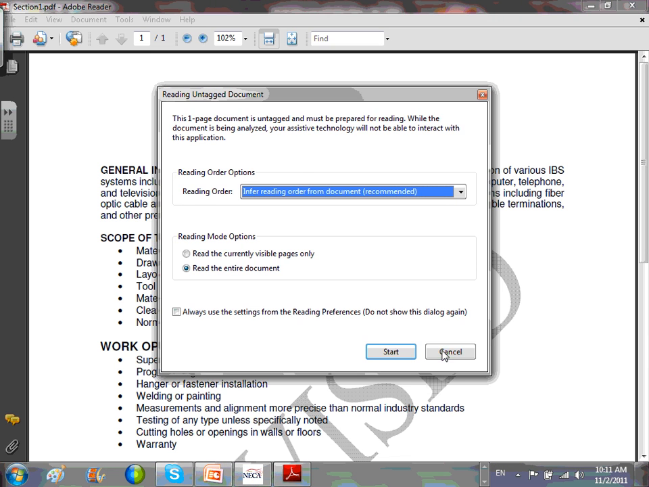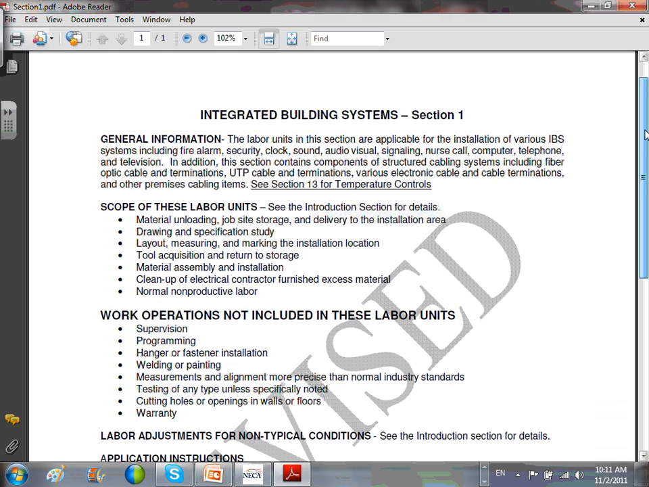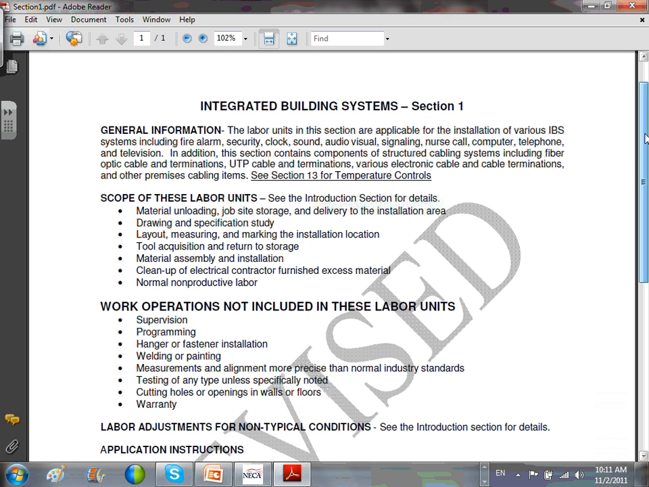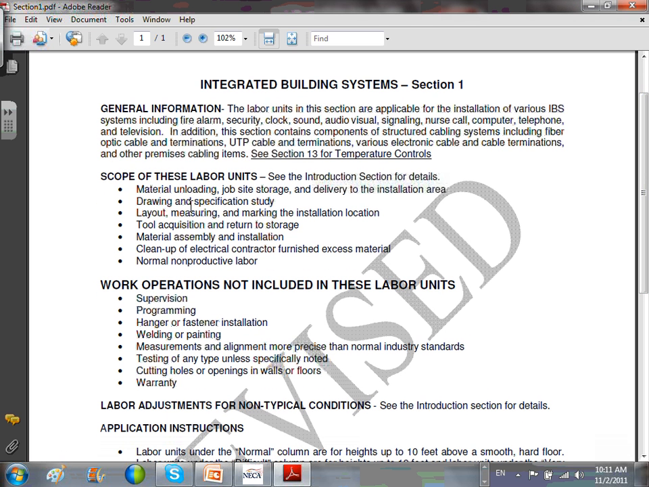1120. Go over here. A couple of things I thought were really interesting. This is how they do it in the NECA and IBEW Integrated Building System section. Scope of the labor unit: what covers material unloading, job site, scope of these labor units. Okay, work operation not included. Look at what's included here and what's not included. Now you can agree and disagree. This is another opinion of doing it.